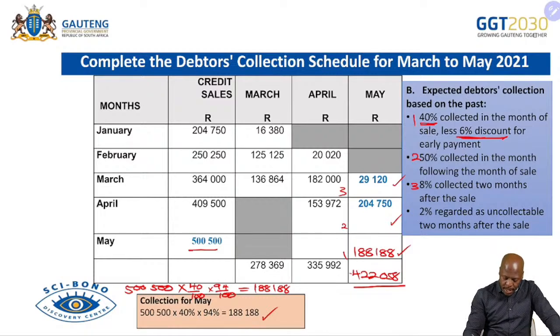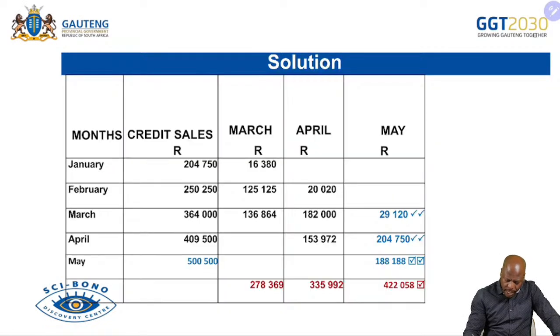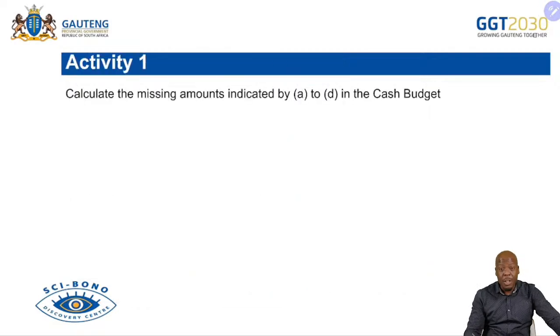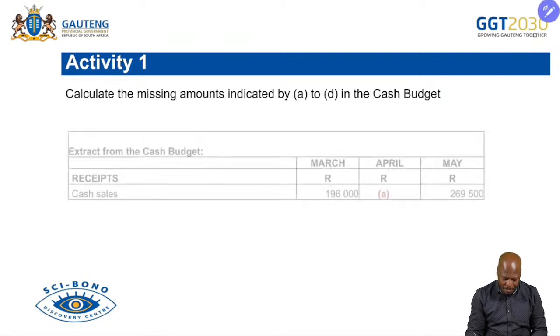Okay, let's quickly go on now to the next aspect. This is the clear solution already done. Now, I'm going to continue with my activity. And then its amounts indicated A to D. So we want to see what are the missing amounts that the examiner wanted us to calculate here. Okay, you ready? Let us go and see.